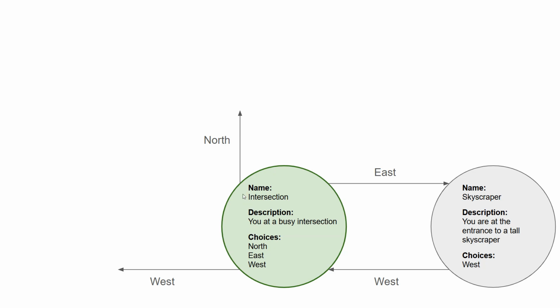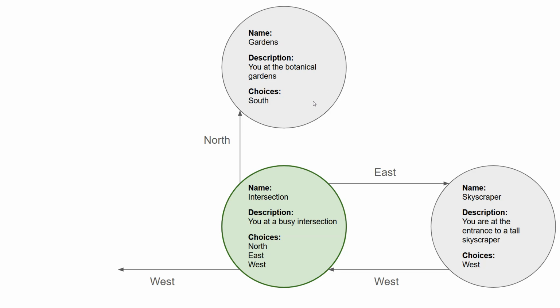Let's follow another choice here from the first location. So let's go north. Okay, so this is another location called Gardens. 1 word, once again, 1-sentence description. You're at the Botanical Gardens. And then choice, you can go south. So that will just lead you back to the intersection.